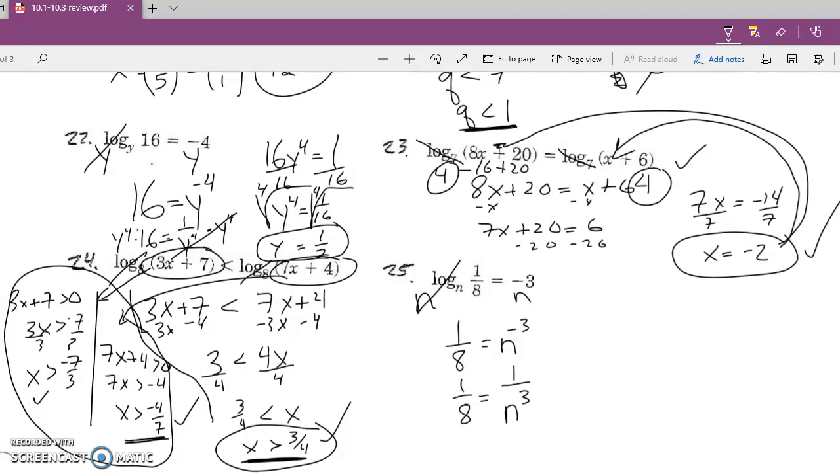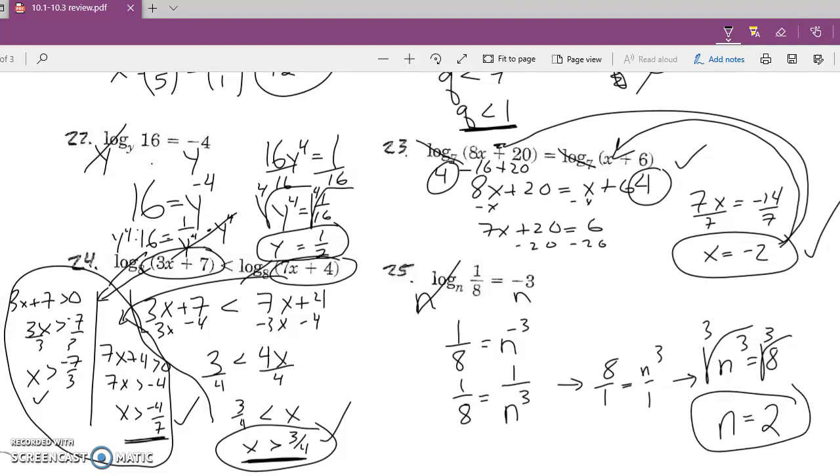You can flip both sides and just say 8/1 is equal to n to the 3/1. Because that's legal to flip both sides of a fraction, or you could cross multiply, you would get the same thing. So you get n to the 3rd equals 8. The opposite of that is to cube root it. So n would be 2.